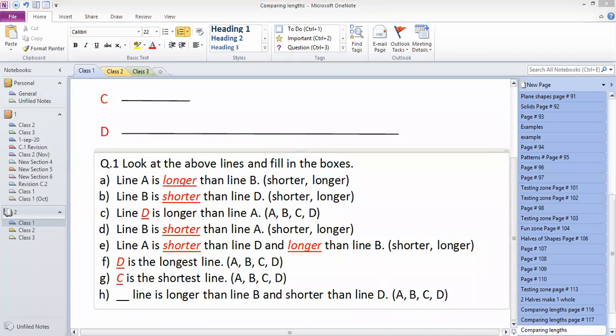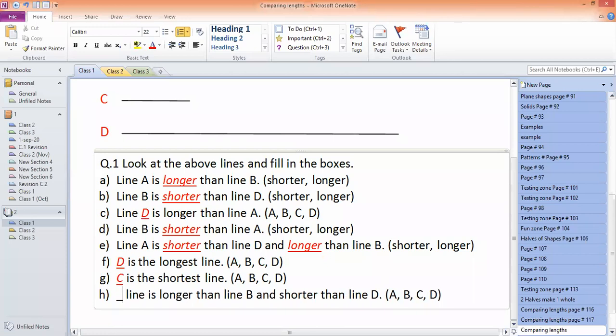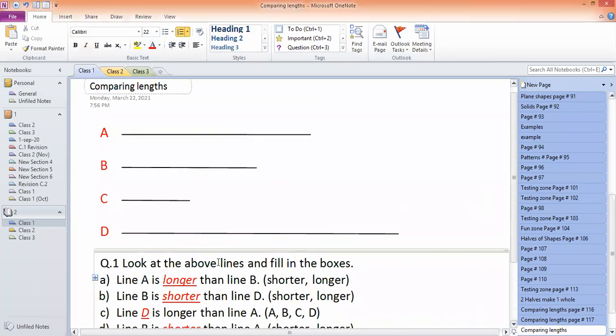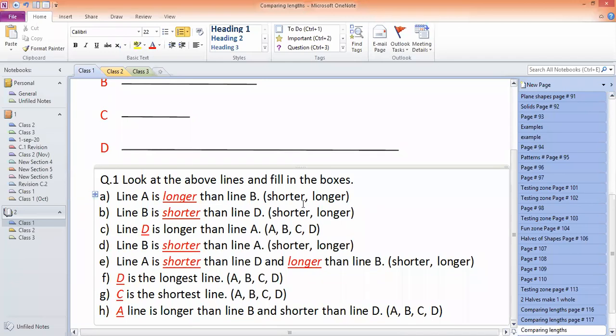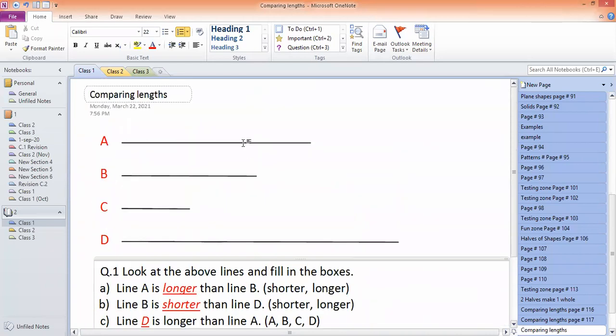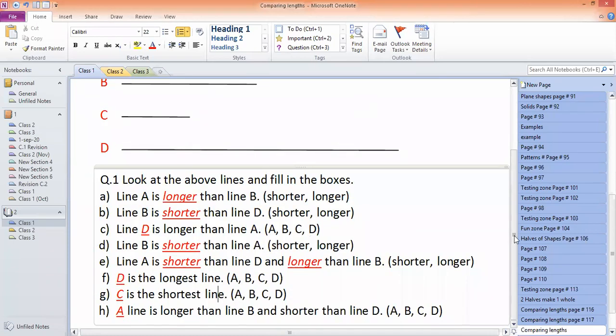Guys, can you tell me the answer? Yes, sir. The answer is A. A is the line which is longer than B but shorter than D. You can just check which line is longer than B. There are two lines which are longer than B, A or D. But that is shorter than D. That means this is A. Clear, guys? Yes, sir.